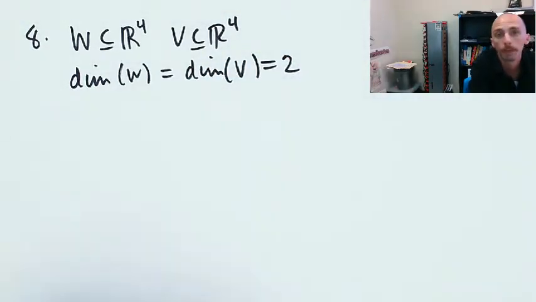Okay, the dimension of both of them is 2. And what are the possible dimensions of the subspace V intersect W? That's all the points that are in both V and W.